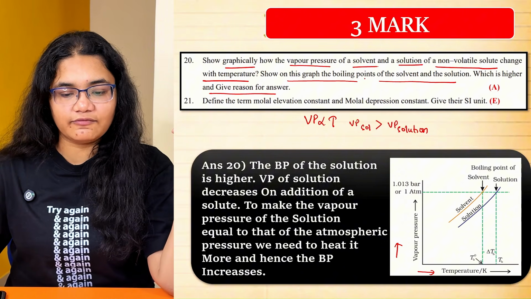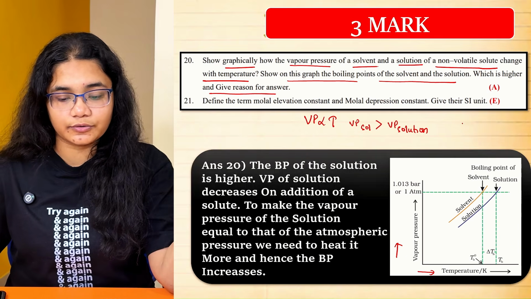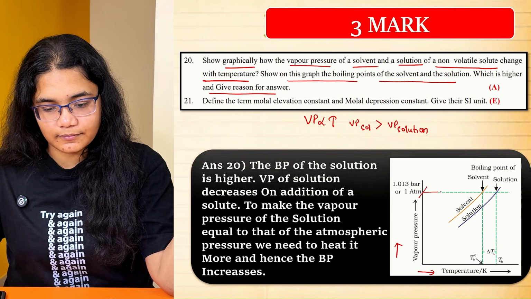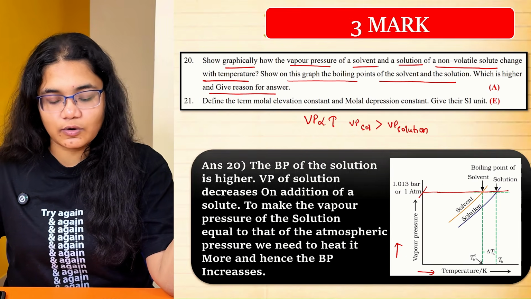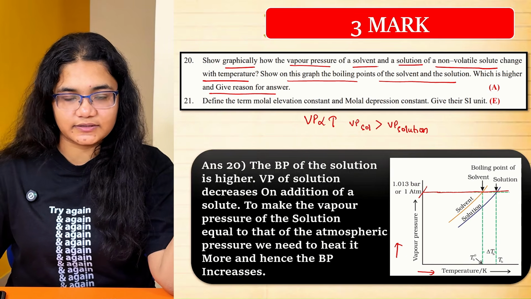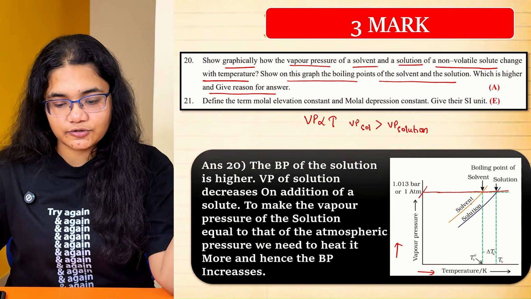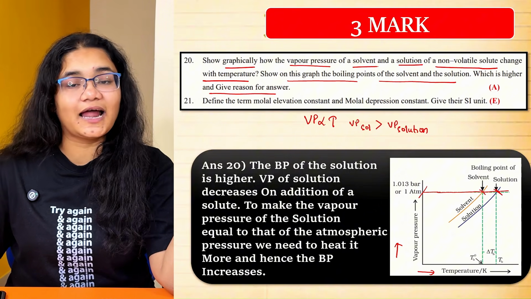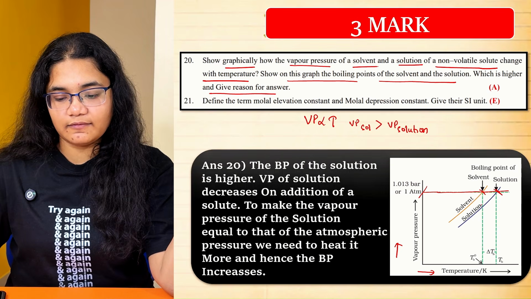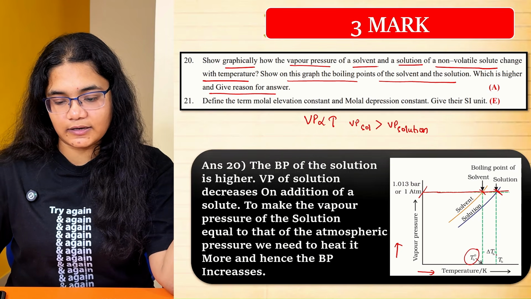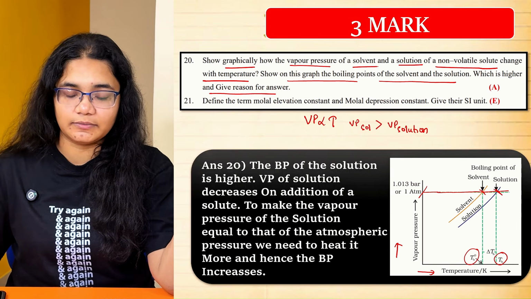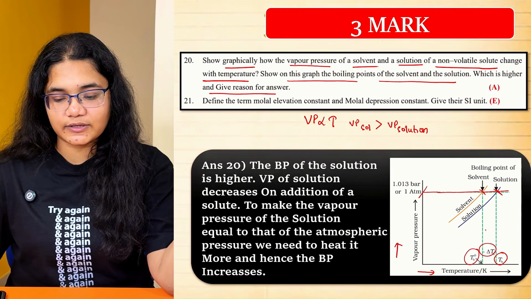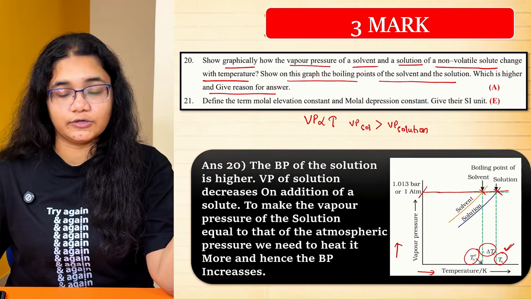So that we have done. Then show on the graph the boiling points of the solvent and the solution. Okay, so the boiling point of the solvent, you can see that this is this line. This line represents what? This is the atmospheric pressure. So when the vapor pressure of the solvent and solution touches the atmospheric pressure, then that point is called the boiling point. So here we have the boiling point of the solvent, T naught B, and here we have the boiling point of the solution, that is Tb, and the difference between these two is called delta Tb. Okay, and which is higher? As you can see from the graph, the boiling point of the solution will be higher.